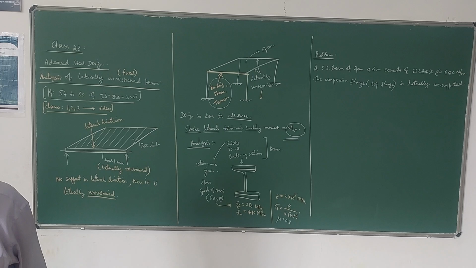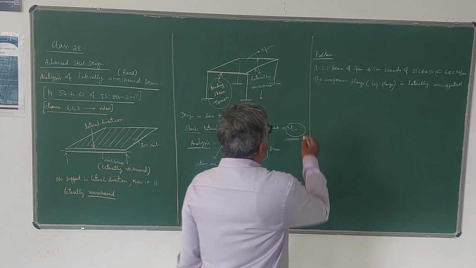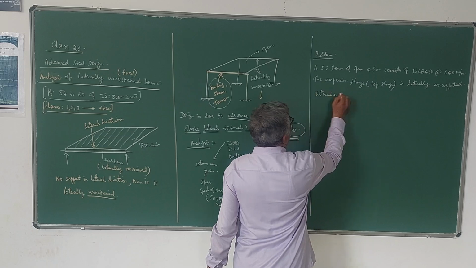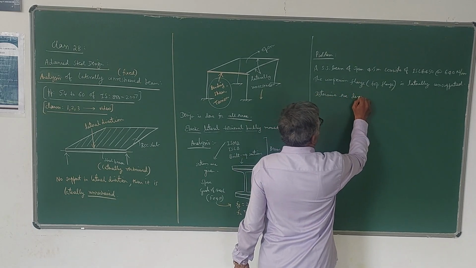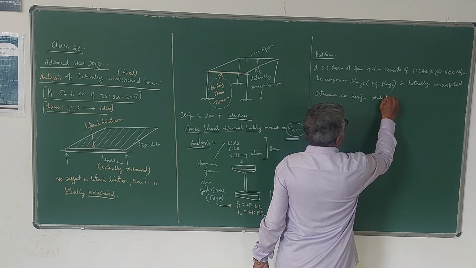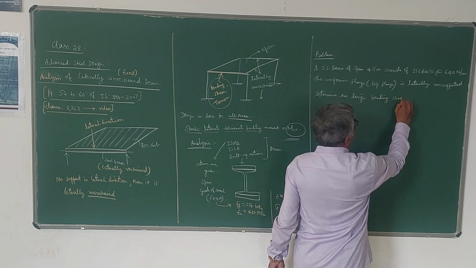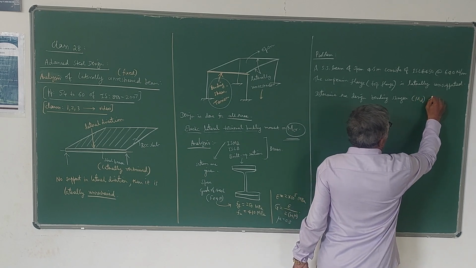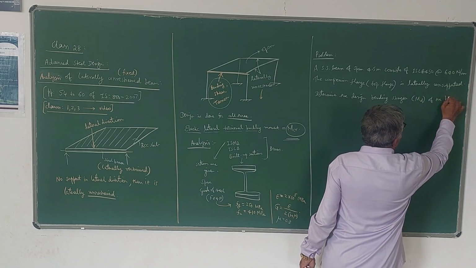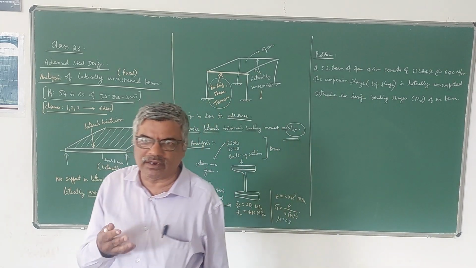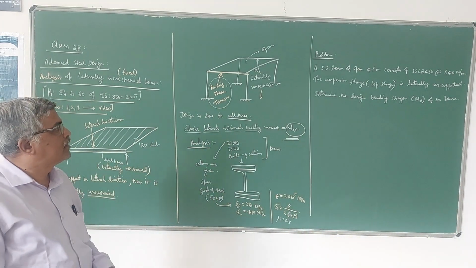The question is, determine the design bending strength of the beam. Determine the design bending strength. So this design bending strength is denoted by MD of the problem. This is an analysis problem. 10 marks that can be given for this problem.